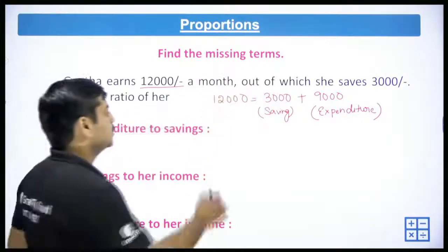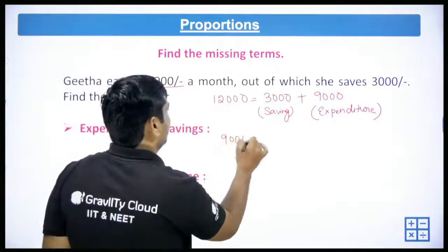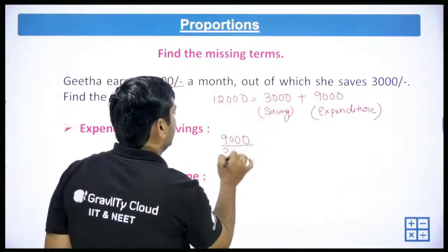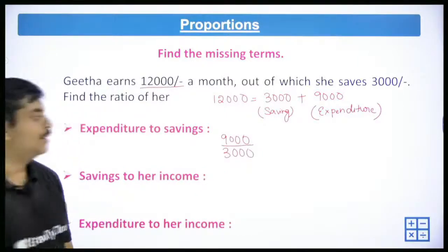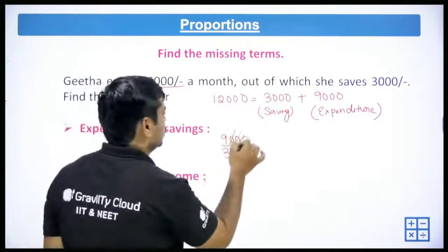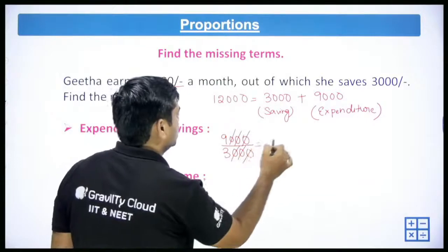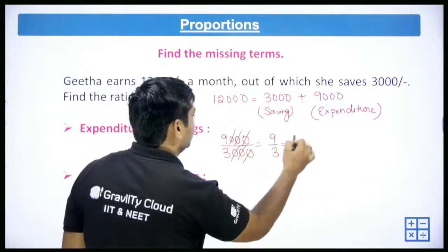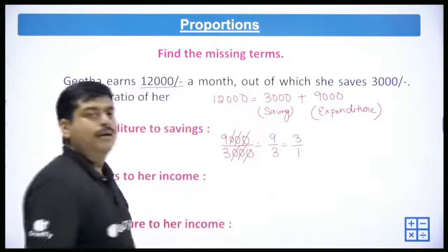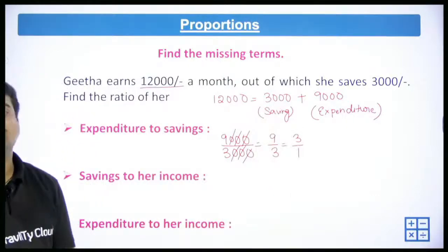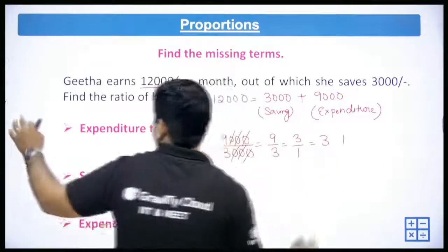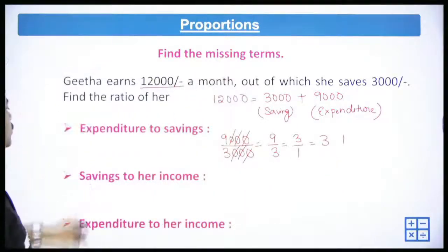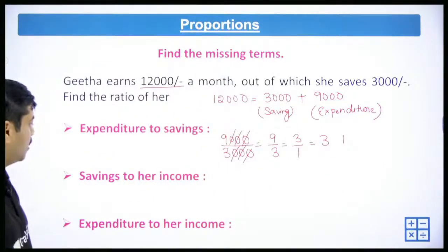Expenditure, I told you 9,000, and savings is 3,000. 9,000 by 3,000. So we can cancel the zeros, here also the zeros. So 9 by 3, which is equal to 3 by 1, or you can say the ratio as 3:1. So let's go for the other part.